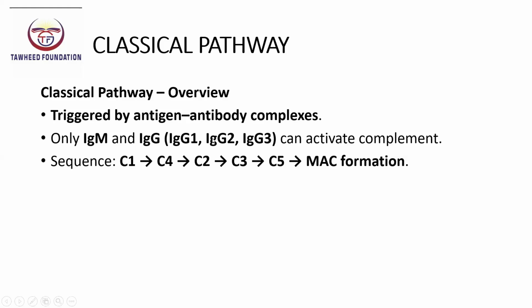When these antibodies bind to antigens on the pathogen surface, their structure changes, allowing the first complement component, that is C1, to bind to their Fc region, the tail portion of the antibody. Once C1 binds, the cascade proceeds sequentially through C4, C2, C3, and C5, ultimately resulting in the formation of the membrane attack complex, that is MAC formation, that punches holes in the pathogen's membrane and causes its death.